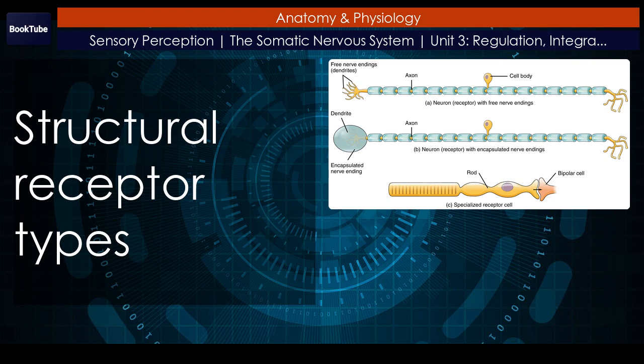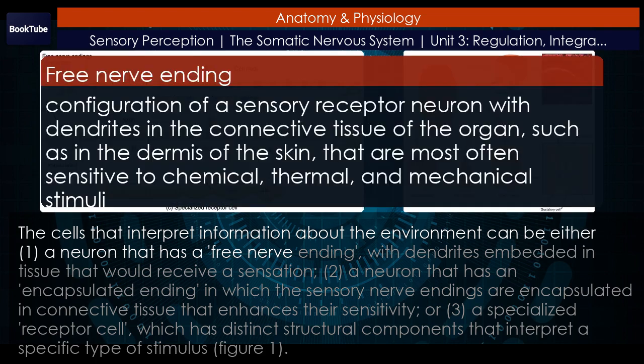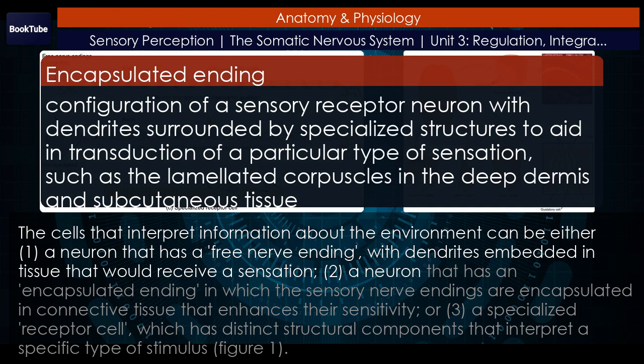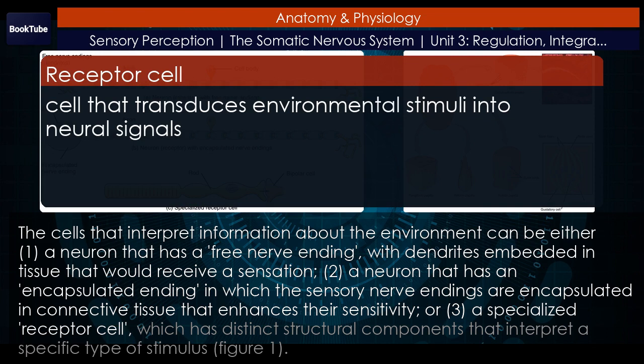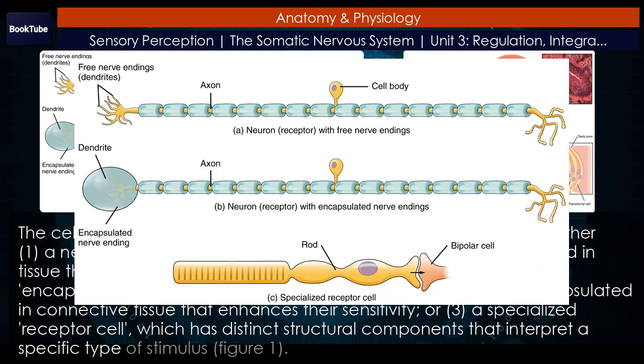Structural receptor types. The cells that interpret information about the environment can be either 1. A neuron that has a free nerve ending, with dendrites embedded in tissue that would receive a sensation. 2. A neuron that has an encapsulated ending, in which the sensory nerve endings are encapsulated in connective tissue that enhances their sensitivity. Or 3. A specialized receptor cell, which has distinct structural components that interpret a specific type of stimulus.